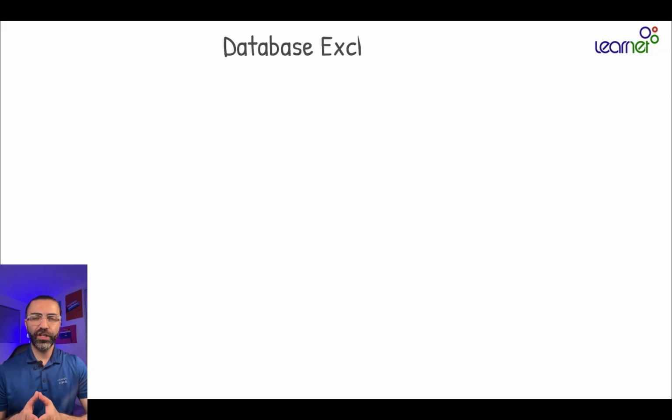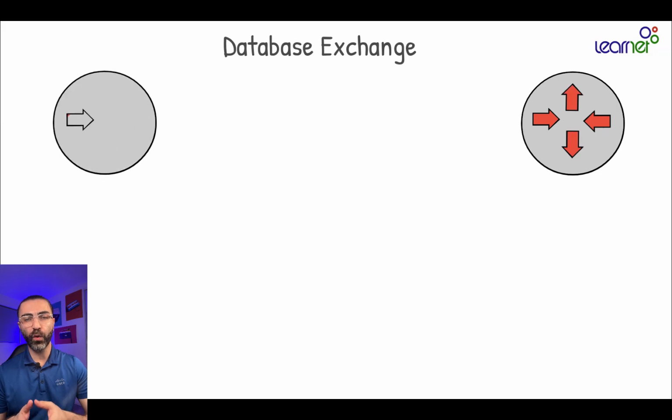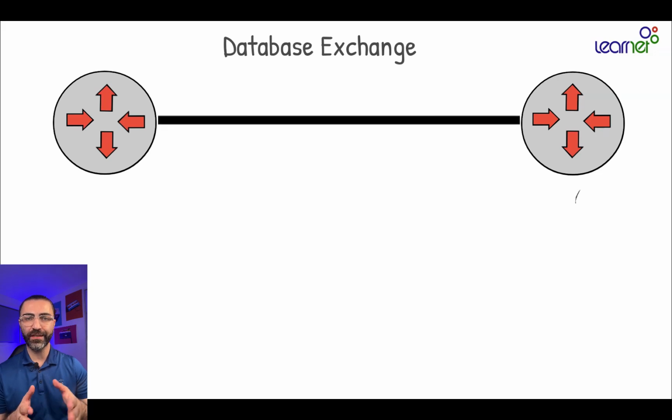The next stage is database exchange. As I mentioned in the previous video, OSPF is a link state routing protocol, and you'll hear a lot of abbreviations that start with LS, which stands for link state. The first one is LSDB. The OSPF database is called LSDB, or link state database.